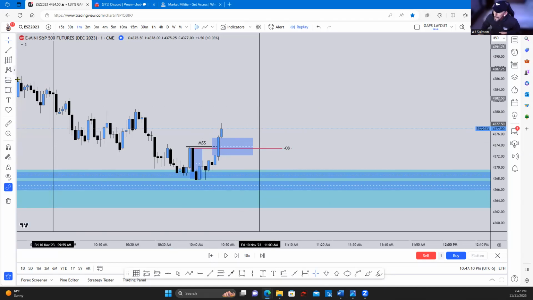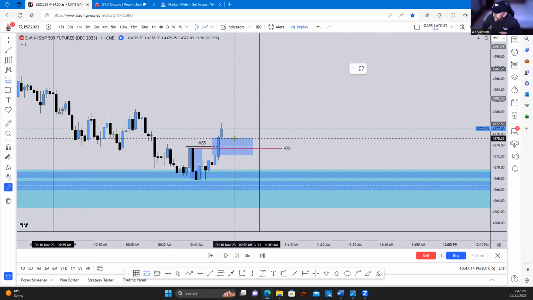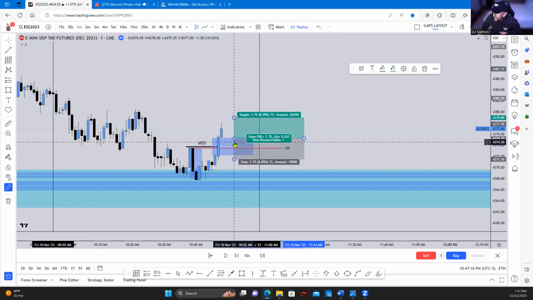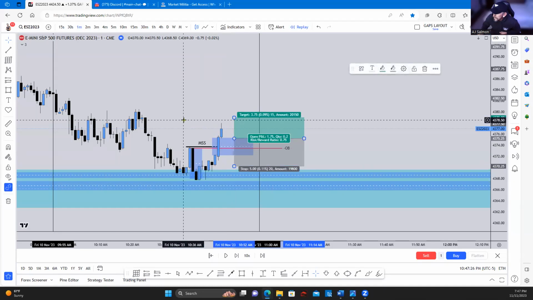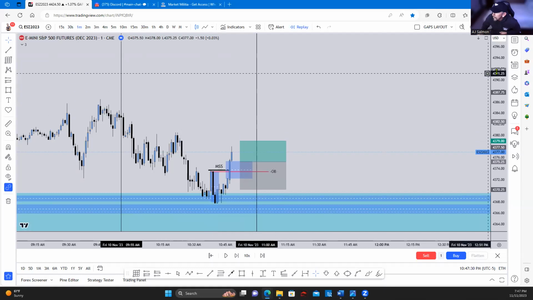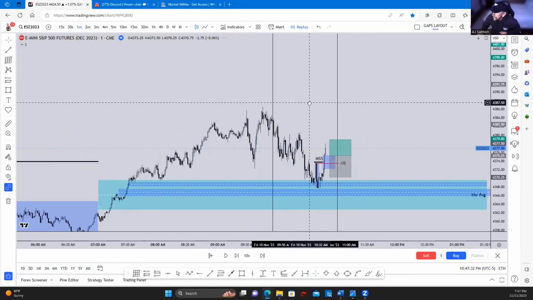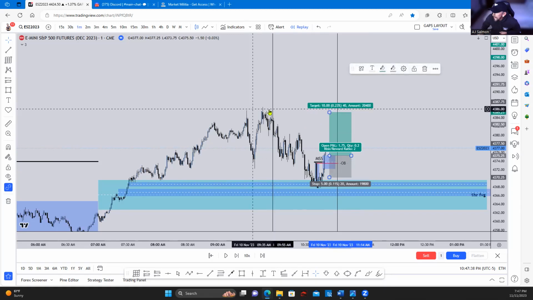So I would like my entry long. You typically like to take the top of the fair value gap box, but I will allow it for price to drop into this order block. I will put my stops here at 5 points. And then you can target a 1 to 2 right here, targeting these highs, right?